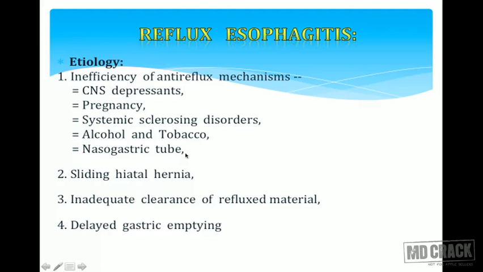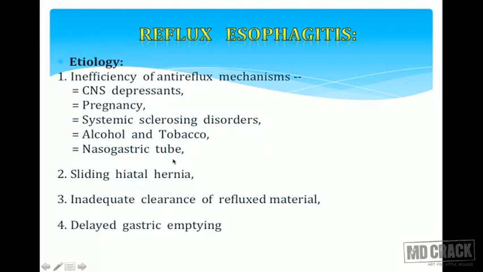The lower esophageal sphincter can become inefficient. So a variety of underlying causes can be there. CNS depressants can cause this inefficiency of the anti-reflux mechanism. Pregnancy, when the uterus enlarges in size in late pregnancy, can cause it, as can systemic sclerosing disorders.